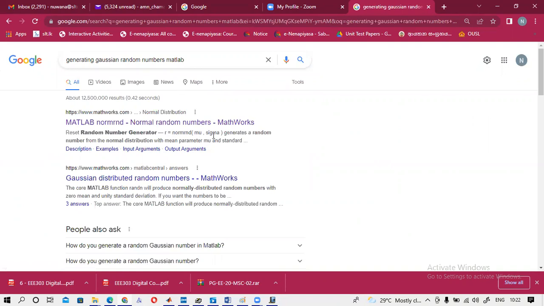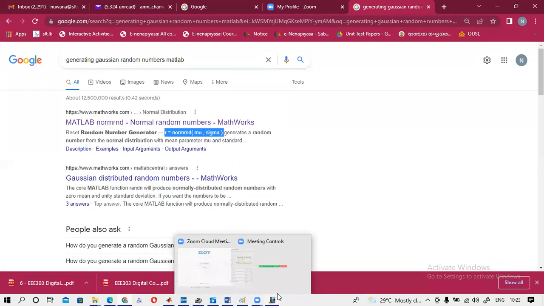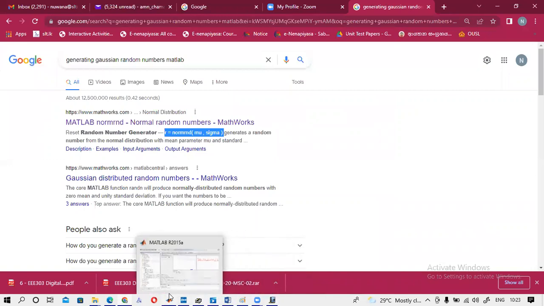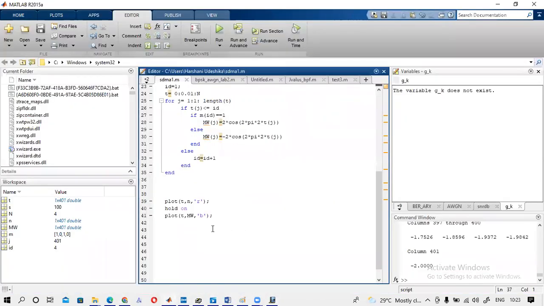So you can see this command you can take to generate the noise. This statement, this code you can use to generate normal random numbers. So I take this, and this will be my noise, AWGN, additive white Gaussian noise.